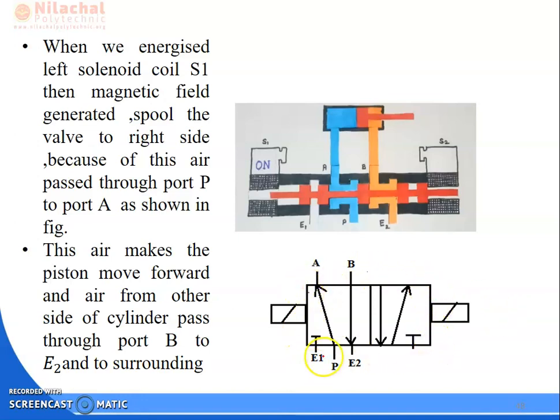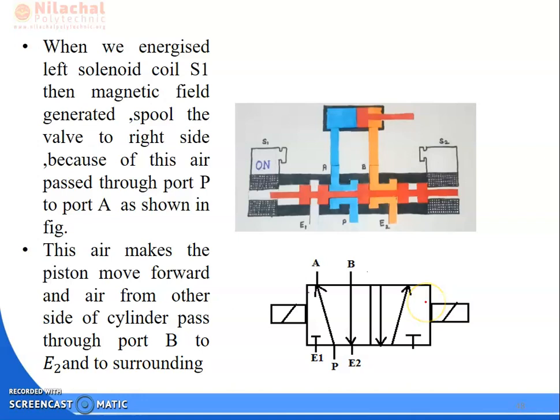5 by 2 means two positions. What are the 5 ports? P, A, B, 3, E1, E2. Sorry, 3 plus 2, that is, the 5 ports are available. And this is the solenoid symbol, because it will be solenoid actuated. So this is the solenoid symbol.